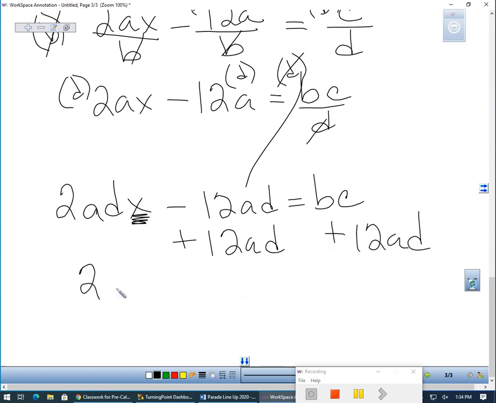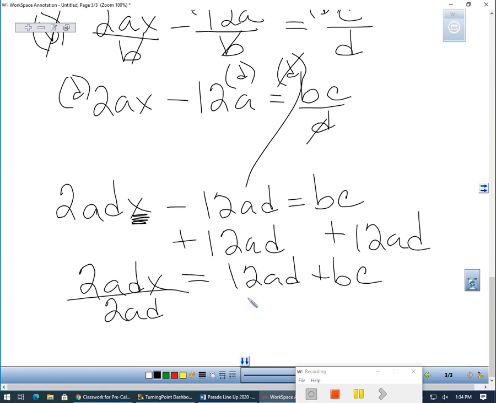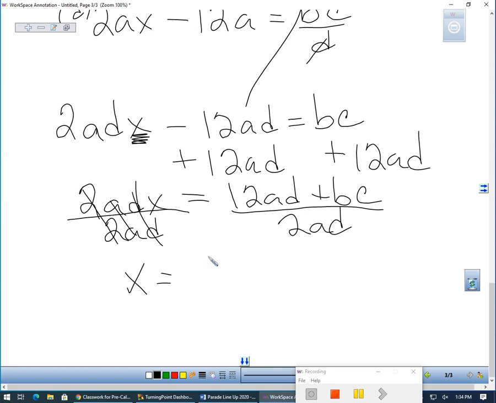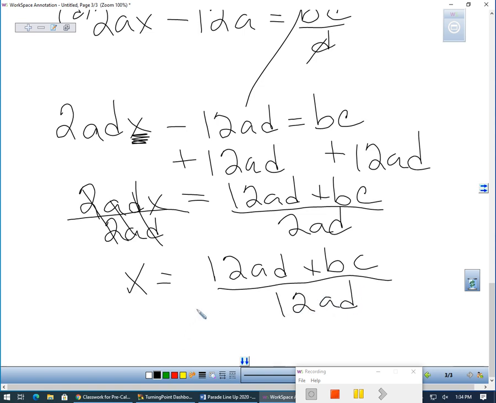So we're left with 2adx equals 12ad plus bc. Now what's the only thing left to do? Divide by 2ad. Good. Divide by 2ad. All right. So x equals 12ad plus bc over 12ad. I'm going to tell you, these do not cancel because it's adding to something on top. So you have to leave it in this form.